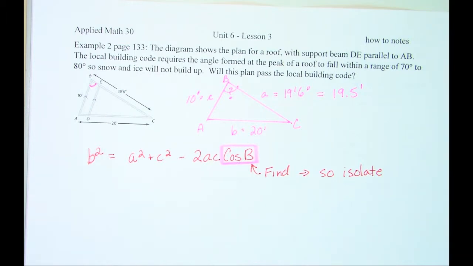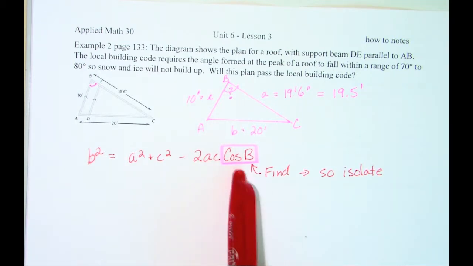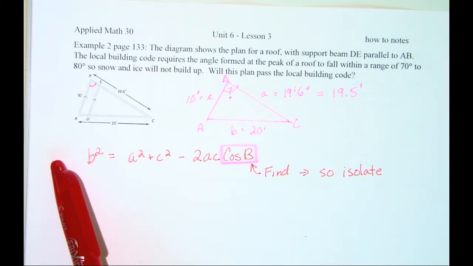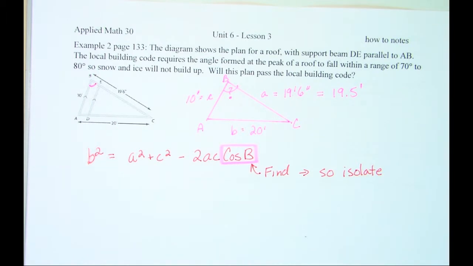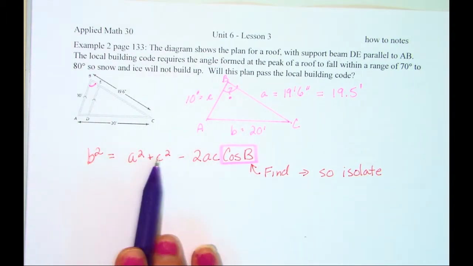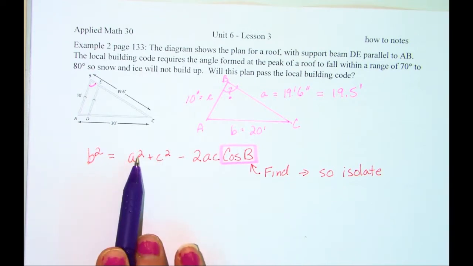Now, I personally think it's easier to do that with just the letters and then plug the numbers in when you're done, because when you put the numbers in, it gets a little confusing. So basically, we need to just get this by itself. So we've got to move everything else over. Okay, so we're just going to do some algebra now. So to move these over, I just need to subtract them, right?